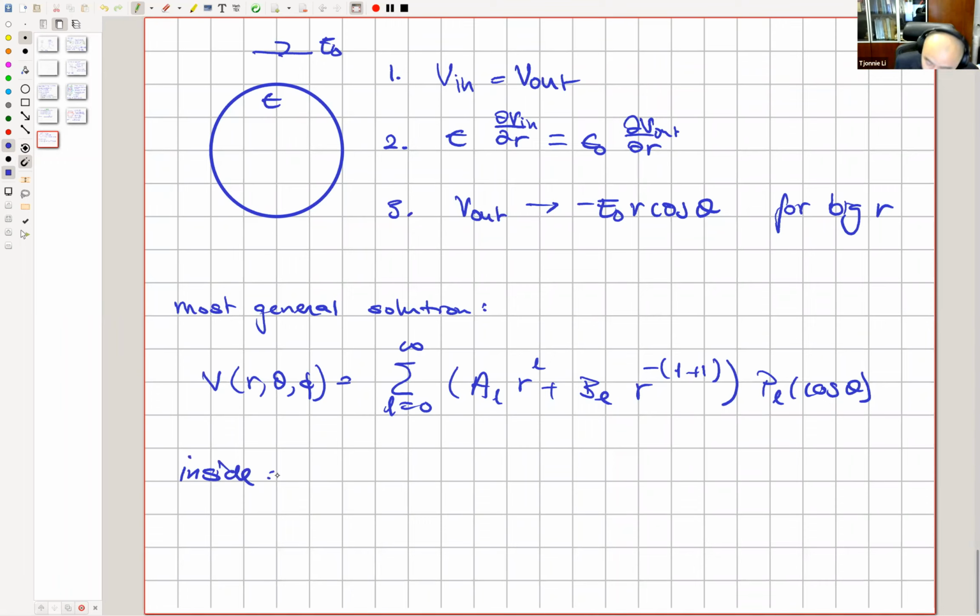On the inside here, we must only consider the ones that do not blow up at r equals 0, right? The solution must exist, and therefore on the inside we have V_in(r, theta) equals the sum from L equals 0 to infinity of A_L r to the power L P_L as a function of cosine theta.